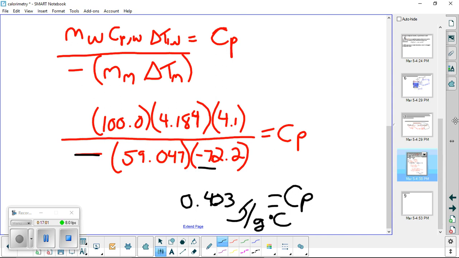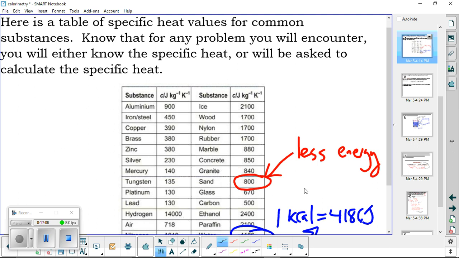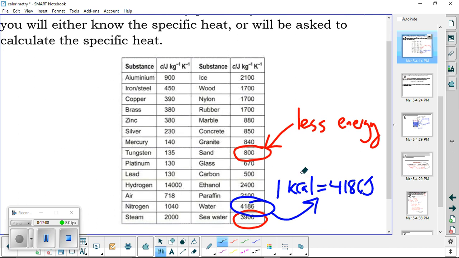Now, what does that exactly mean? If I go back and take a look at my specific heat table, and I change that specific heat from joules per gram to joules per kilogram, I'll be about 403 joules per kilogram, which is about up here, somewhere in between iron, steel, and copper. So it's some alloy or some homogeneous mixture of metals that contains copper, iron, and steel. So about right there.